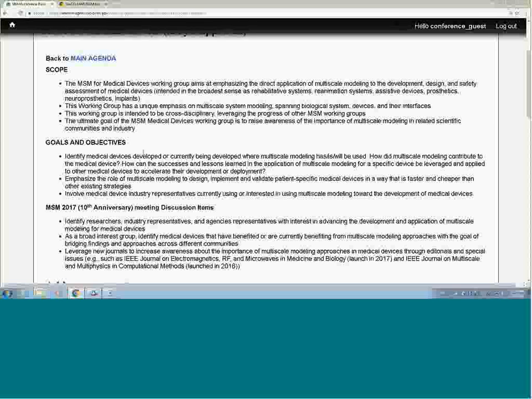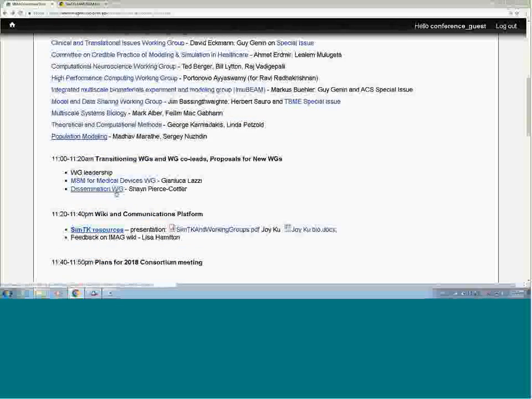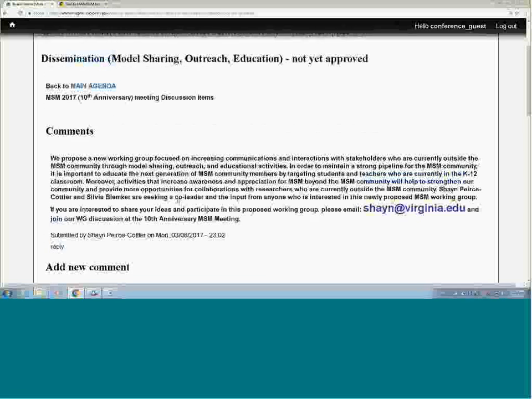Hi, everybody. I'm Shane Pierce Kotler at the University of Virginia, and I am proposing a new working group in collaboration with the co-PI Sylvia Blemker, who's on the steering committee. This is a working group that we came up with a few years ago when we sat down to write our U01 application. We noticed that almost all of the existing working groups are really inward-facing for IMAG and MSM, and so we wanted to propose something that was a little more outward-facing.